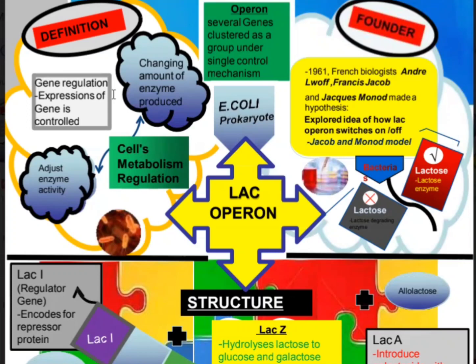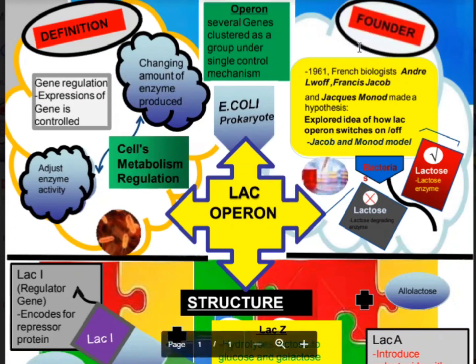Gene regulation is the most important part in the synthesis of protein. Expression of gene control is defined as gene regulation. In this process, E. coli is actually regulating its metabolism, either by adjusting the enzyme activity or by changing the amount of enzyme produced.